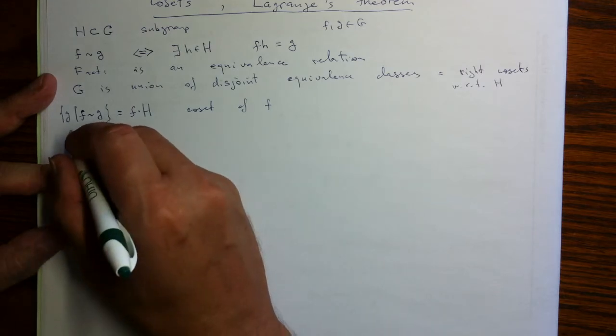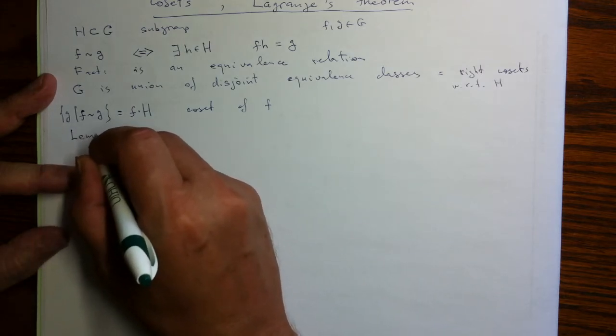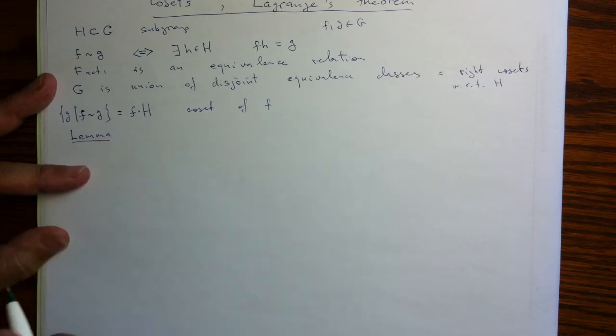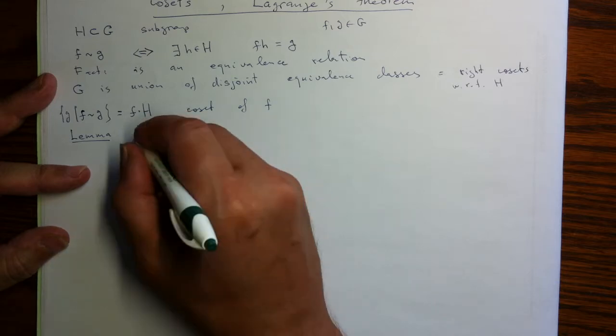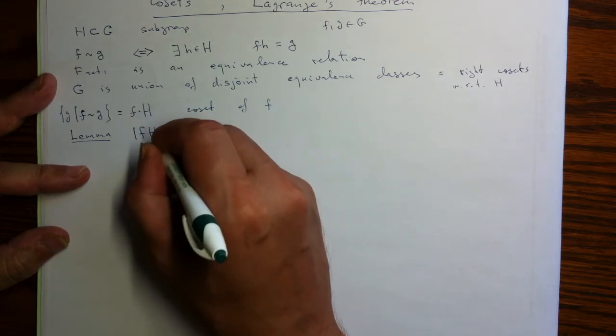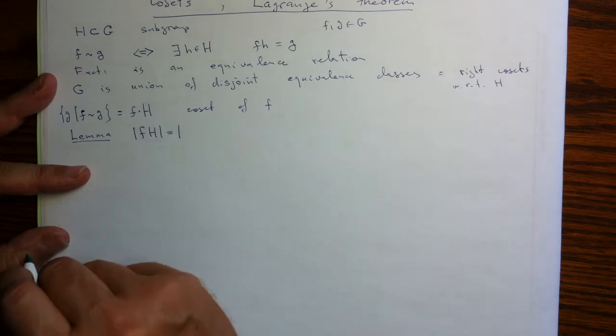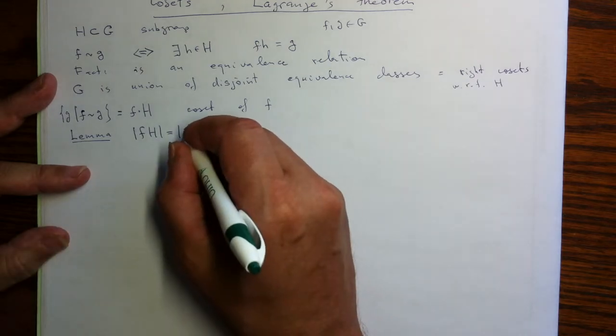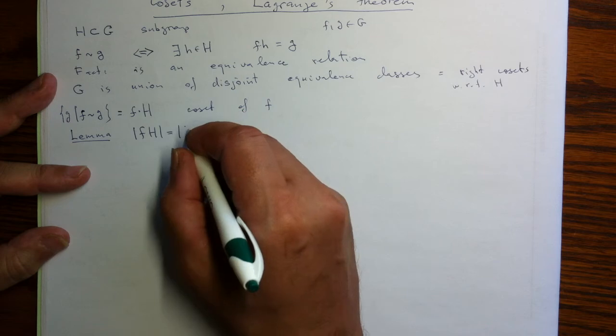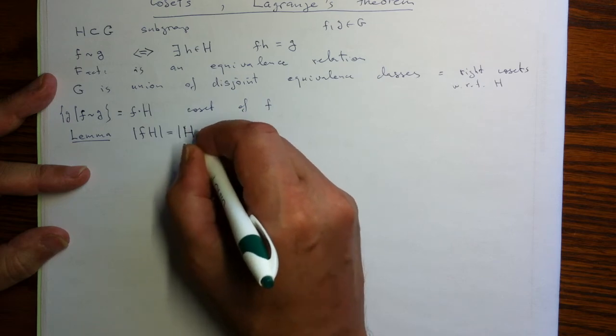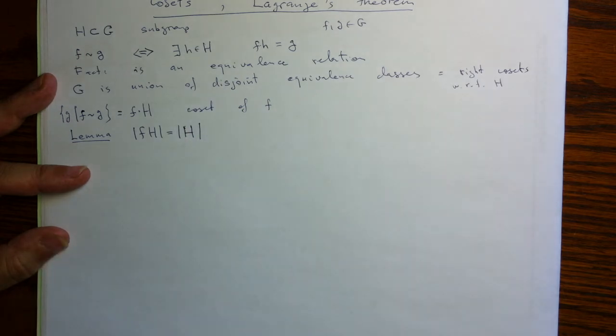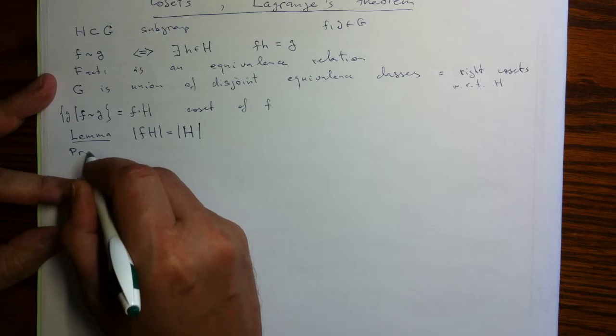So here is an easy but important fact. I'll call it a lemma: the number of elements in all these equivalence classes, in all these cosets, is the same. It is the same as the size of the coset of the identity element of my group, a special element in my group after all, but that coset is just the subgroup itself. And here's a proof.